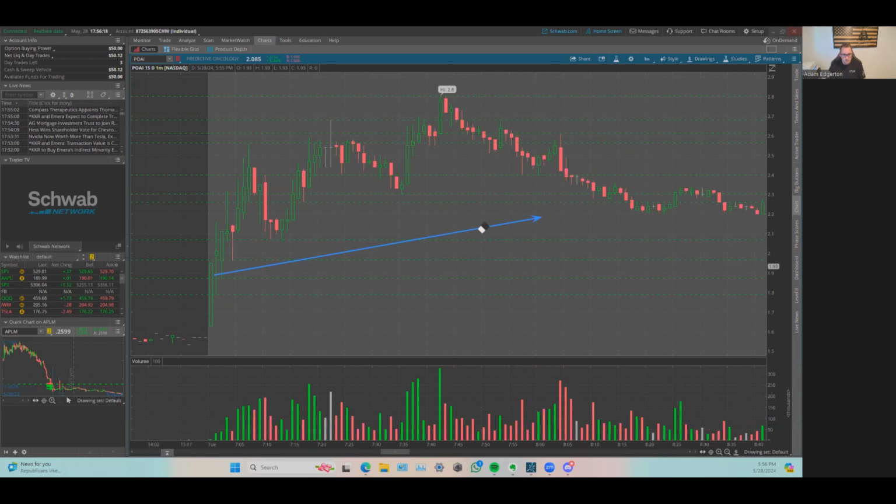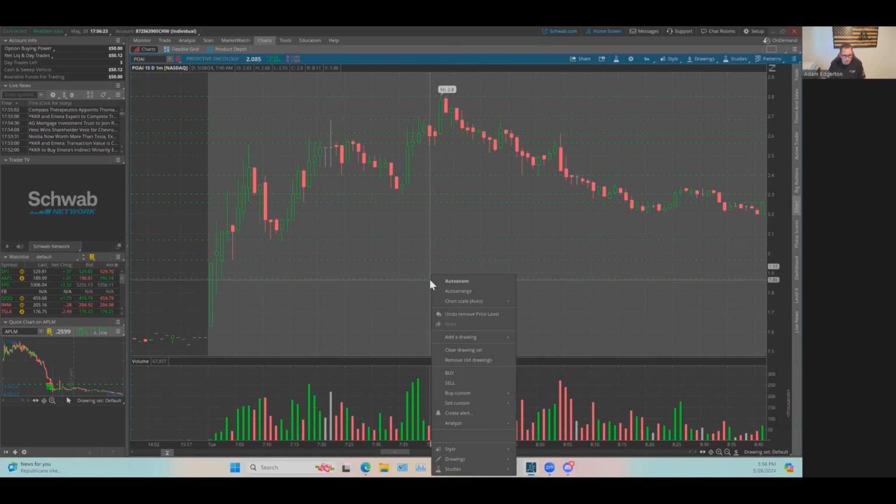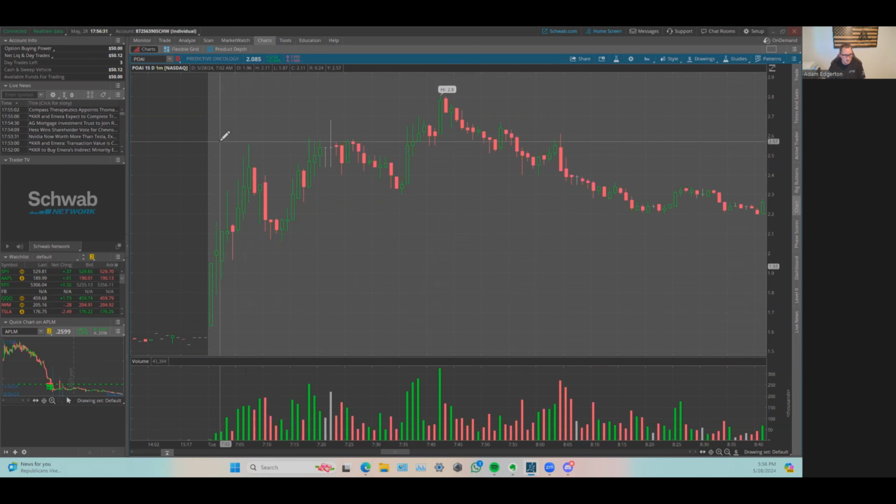Once you start finding them, I want to clean this up a little bit. Clear drawing set, do that again. So like I said, I want to find the ceilings. This is perfect because it's a top, obviously. It's close, that's close. Now I want to start finding floors. When I start finding the floors, I want to find places where they have multi touches and big wick ups like that.